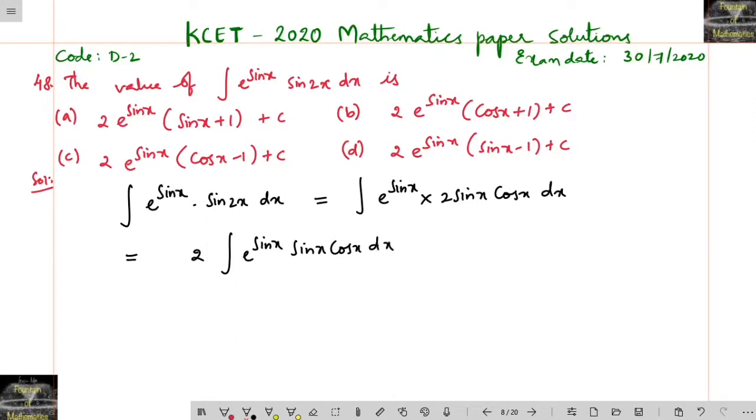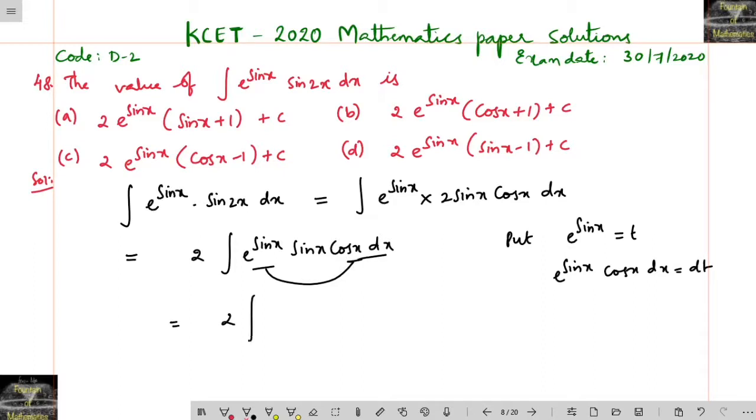Now for our convenience, if I put e power sin x is equal to t, then we had e power sin x into d by dx of sin x is cos x dx is equal to dt. So e power sin x and cos x dx is equal to dt comes. So 2 into sin x will become, which implies sin x is equal to, sorry, log t, because the logarithm will get, so we had this is a log t and e power sin x cos x dx is dt, so log t dt.